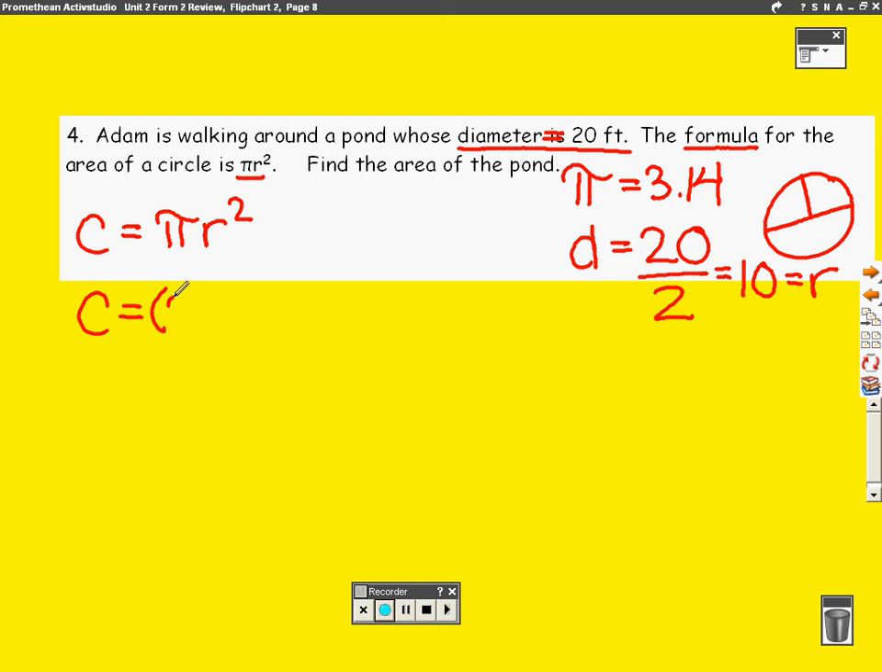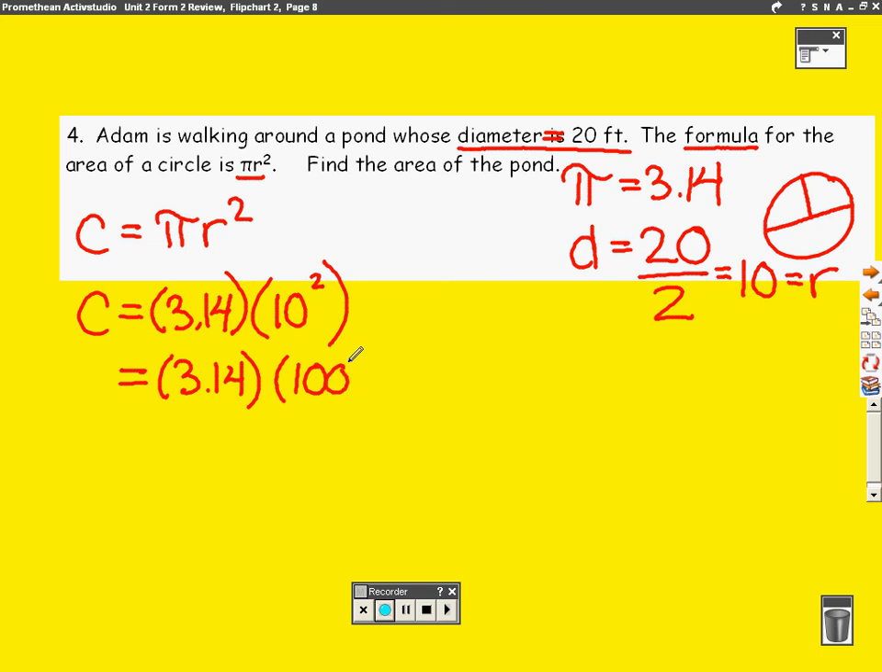And if we take out pi and put in 3.14, and take out r and put in 10, we can solve this using the order of operations. So we're going to want to do 10 times 10 first to give us 100, and then multiply 3.14 times 100, which will give us 314 feet squared.